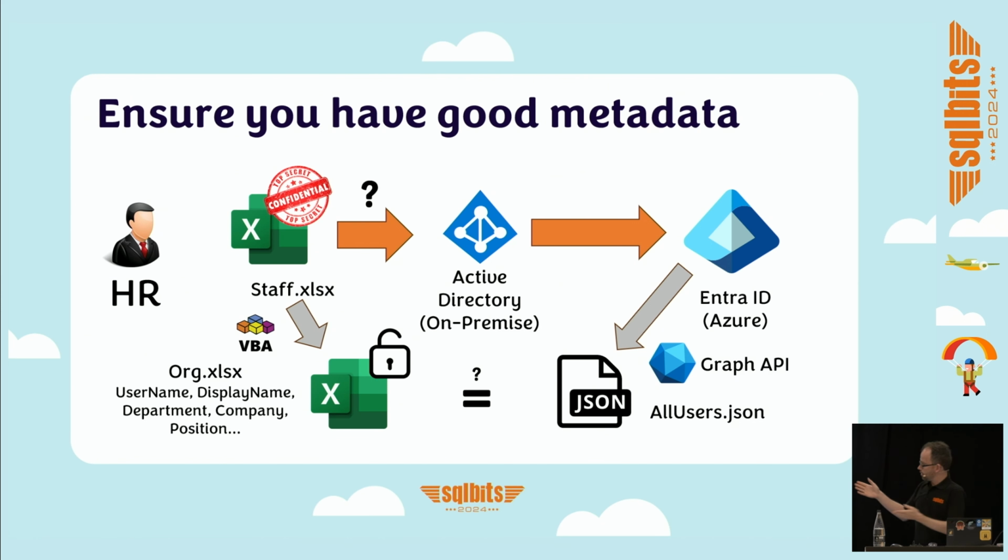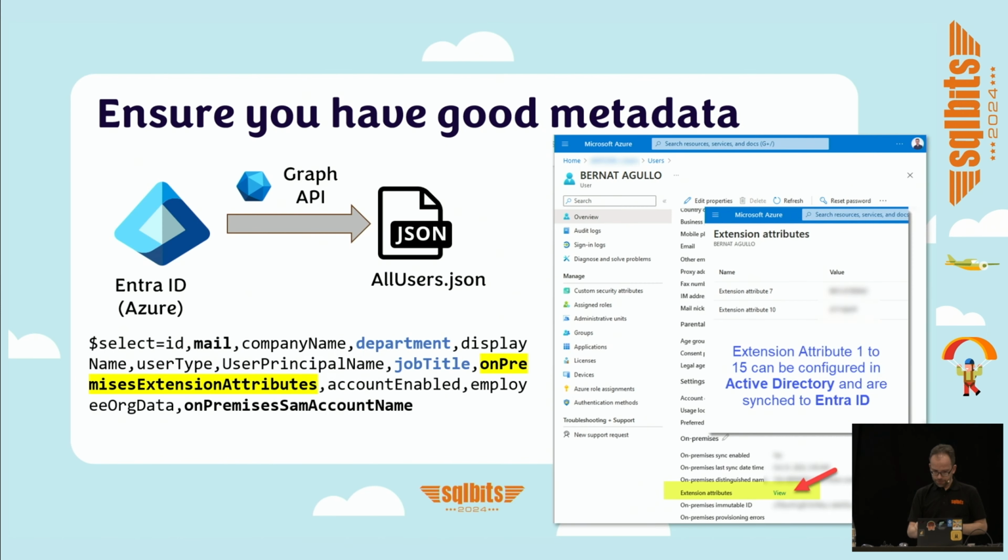And from the other side, there's something called the Graph API, which allows you to extract all this data that is in Entra ID, so that we can compare them both, okay? So here is the Entra ID. By default, you say, okay, give me the users. It will give you just some attributes, but you can do a select.